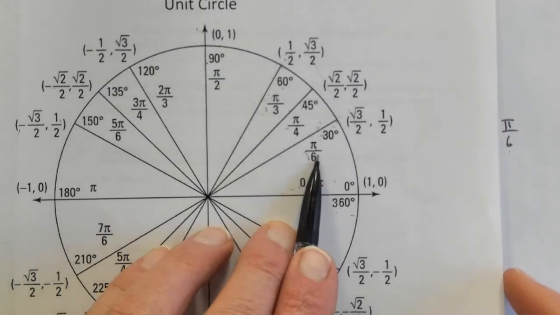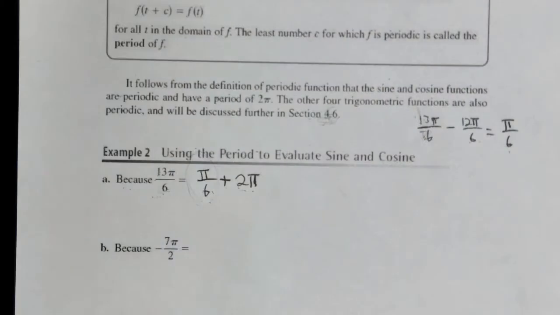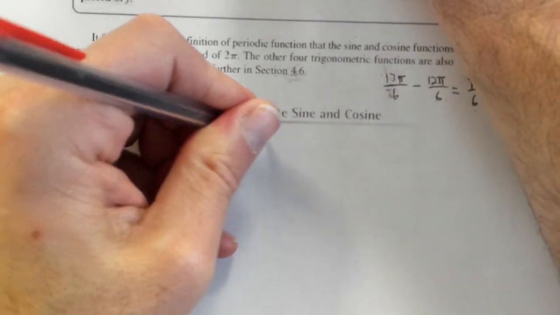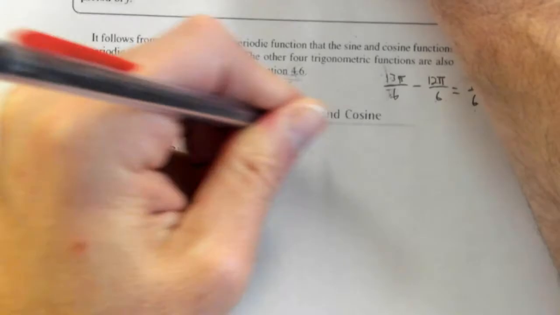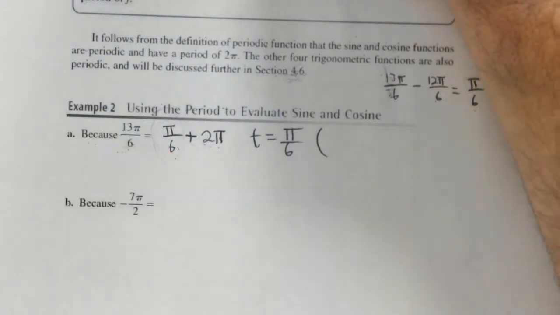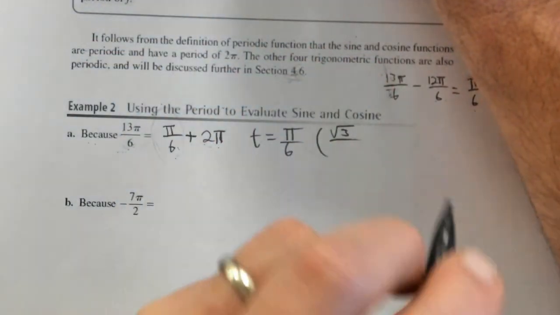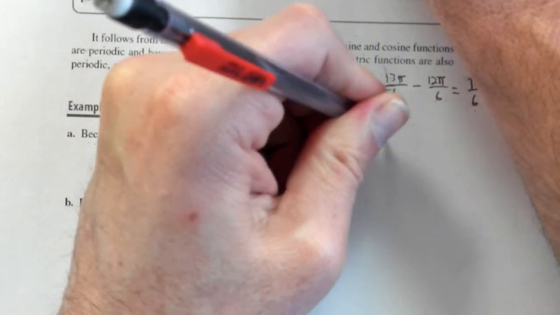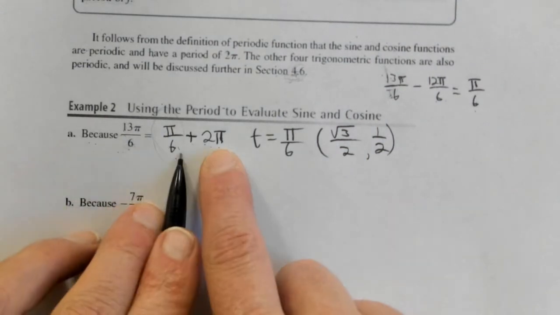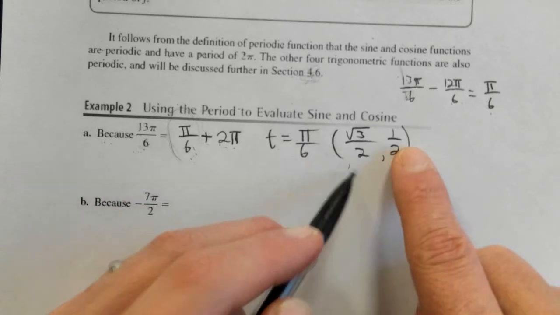So at pi over 6, the point is square root of 3 over 2, comma, 1/2. And the value of t that I'm going to use now is pi over 6. At pi over 6, the corresponding point on the unit circle is square root of 3 over 2, comma, 1/2. In other words, we've got to rewrite this in this form, so we know this is the value of t that I'm going to use to get this point on the unit circle.